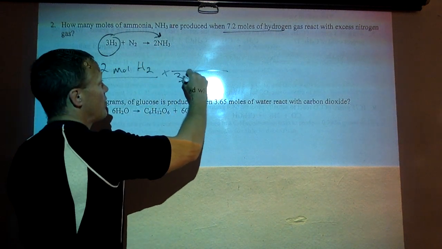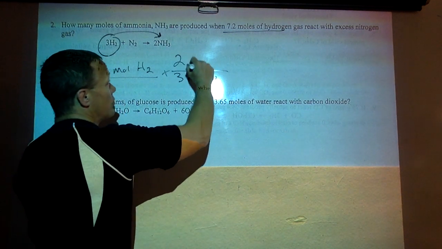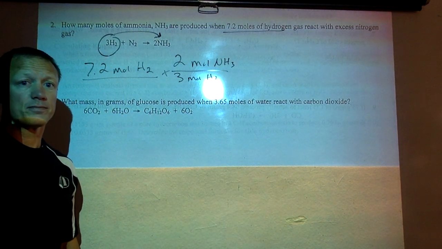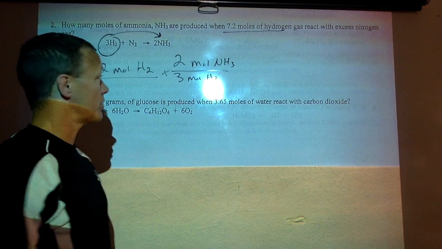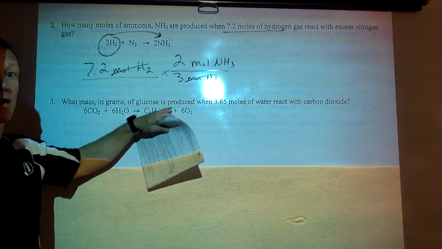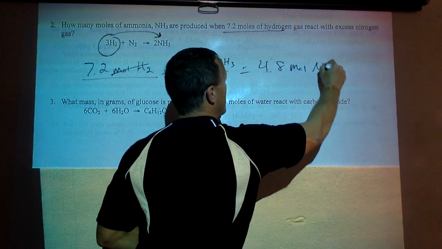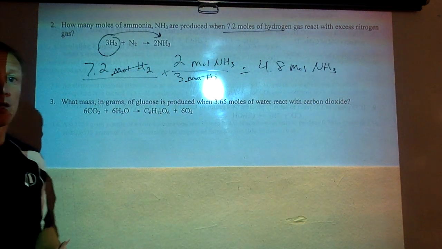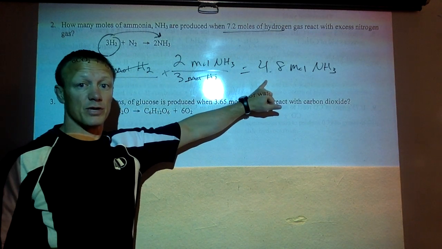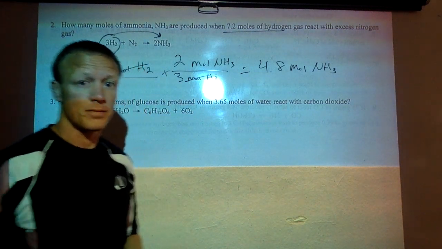So for every 3 moles of H2 that are used in the reaction, there's 2 moles of NH3 that are produced. Okay, so this is just a mole-to-mole problem, so these moles cancel. Make sure your labels cancel. You're multiplying across the top, dividing by the bottom, and you get 4.8 moles. So if you would use 7.2 moles in this reaction, you'd produce 4.8 moles of NH3. It's the same ratio as 3 to 2, which is 7.2 to 4.8 in this case.